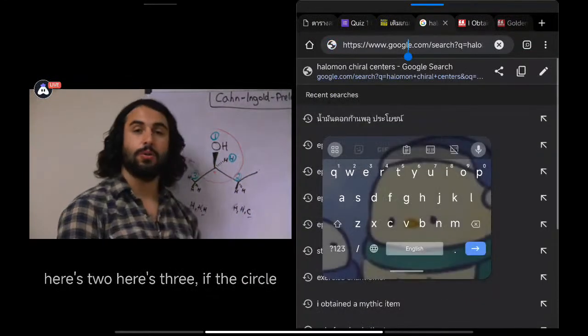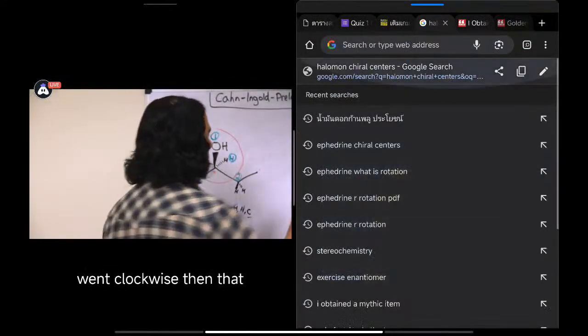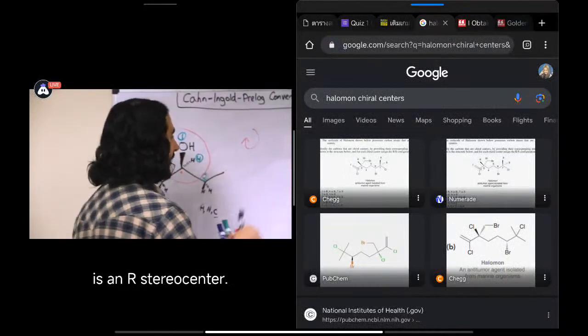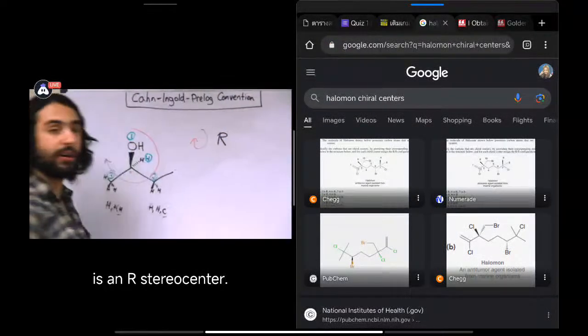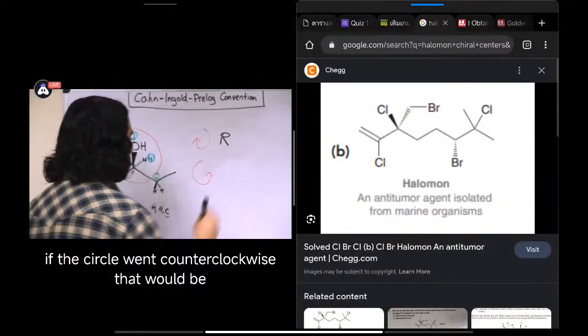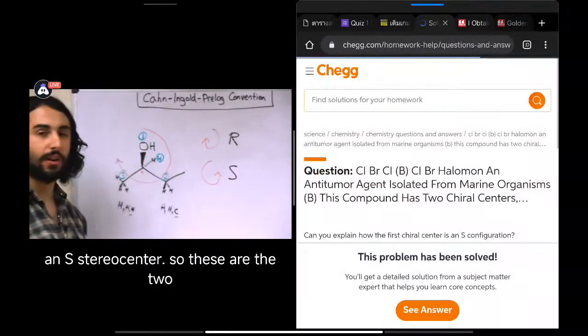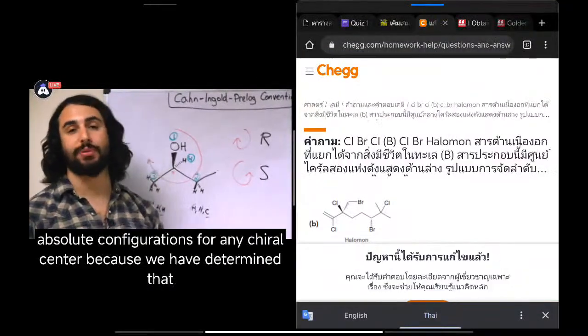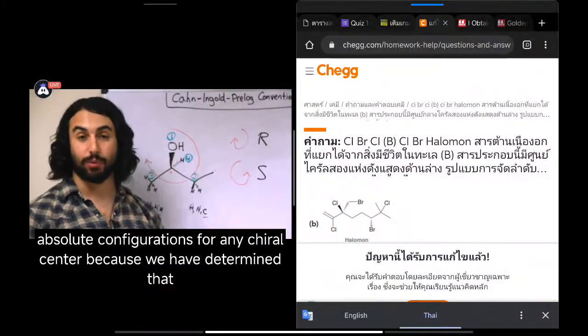If the circle went clockwise, then that is an R stereocenter. If the circle went counterclockwise, that would be an S stereocenter. So these are the two absolute configurations for any chiral center.